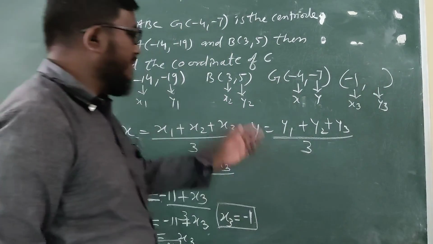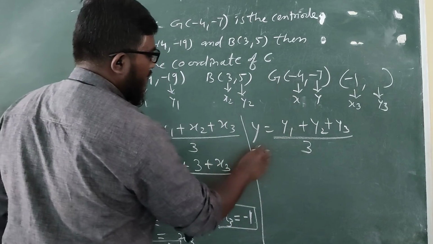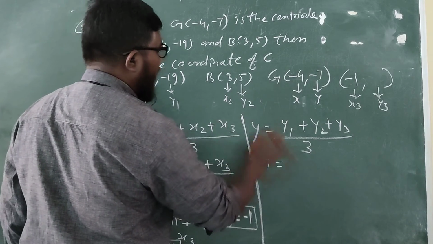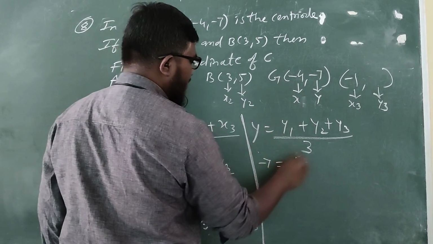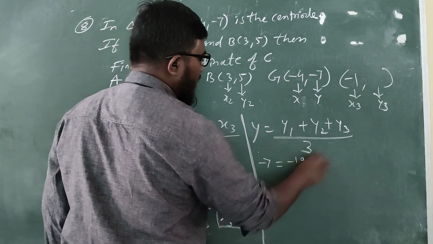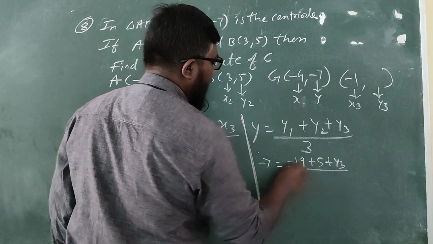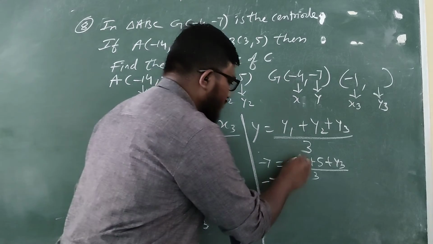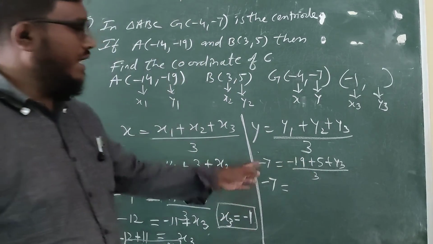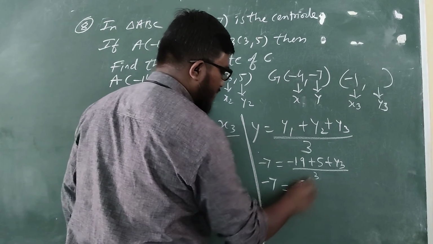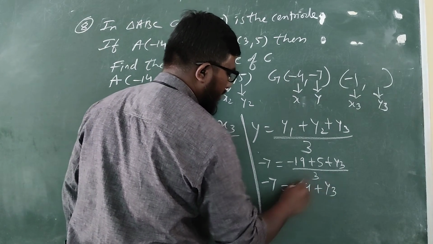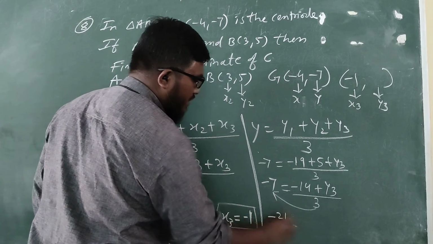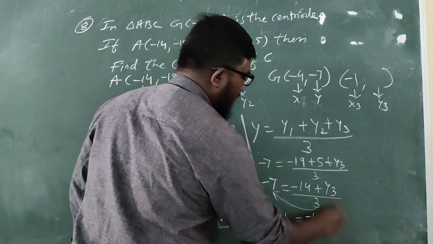Now dear students, similarly we have to solve for y. We have to substitute the value of y. Y is what? Minus 7, and y1 is what? Minus 19 plus 5 plus y3 divided by 3. Now similarly we'll solve like this: minus 19 minus 5 becomes minus 14 plus y3 divided by 3. This 3 will multiply with this 7 and becomes minus 21 is equal to minus 14 plus y3.